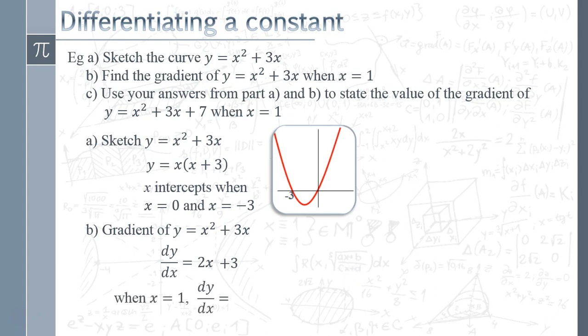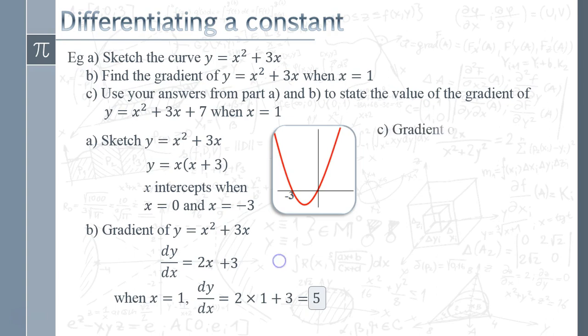When x equals 1, the gradient is, well, when x equals 1, we're about here on our curve, so we need the gradient of the graph that's somewhere about here. So when x equals 1, let's just put it into the expression. So clearly that's going to give us a gradient of 5. All done. Right, so that was part B.